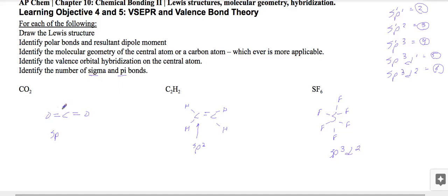Now we can look at the polarity of these things. This is a polar bond, and we point these towards the more electronegative element. But since the resultant vectors of the polar bonds are equal and in opposite directions, there is no polarity to this molecule as a whole. So we have a non-polar molecule. Even though the bonds are polar, the overall molecule is non-polar. Same thing here. We have the resultant vectors that look like this. I should use a different color.